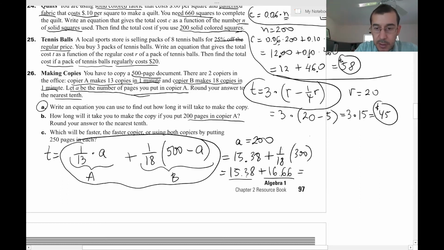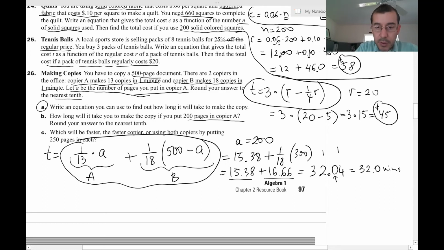So 6 plus 8 is 14, 4 and 1. 6 and 3 is 9 and 1 10, 0 and 1. 6 and 5 is 11 and 1 12, 12 and 1, 1 and 1 2 and 1 3. So 32.04. So how long will it take you? So it will be 32 minutes basically, right? 32.04. If you round to the nearest tenth, this is going to be 32.0 minutes.